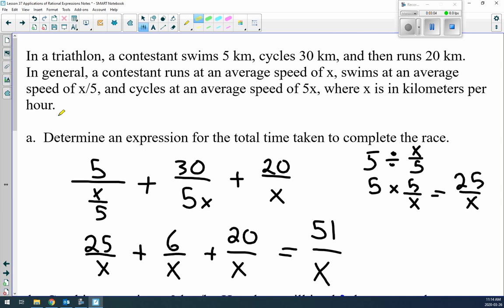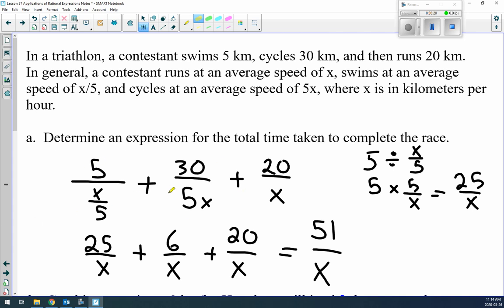So in general, a contestant runs at an average speed of x, swims at an average speed of x divided by 5, right? So if they run at 5, then they would swim at 1, because 5 divided by 5. And then they cycle at an average speed of 5 times x. So if x was 5, then they would cycle at 25. And x is in kilometers per hour. So determine an expression for the total time taken to complete the race.